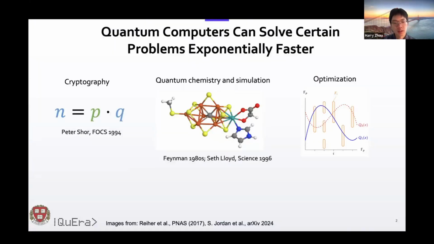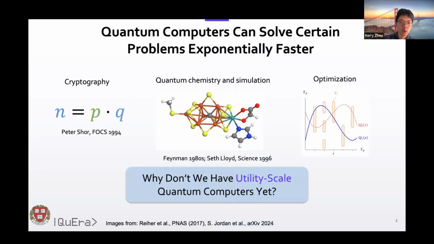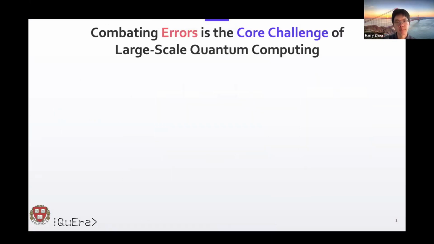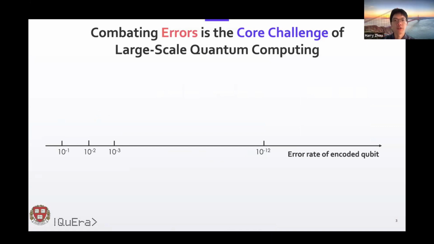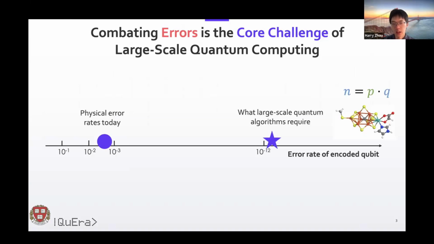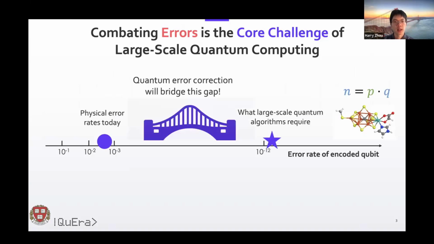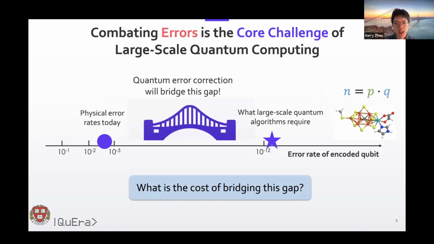So as we think about the promise of quantum computers, there are of course many potential applications across cryptography, chemistry and simulation, and optimization, but we don't really have these utility-scale quantum computers quite yet. So what is the reason for that? Well, a large part of it is that combating errors is really the core challenge of making large-scale quantum computing happen. More specifically, the physical error rates that we have today are somewhere between 10 to the minus 2 and 10 to the minus 4, and what these large-scale algorithms seem to require is something on the order of 10 to the minus 12. There's a very big gap which needs to be bridged by the methods of quantum error correction. And so a large part of the field is asking about more efficient methods of bridging this gap so that we can use a moderate amount of resources while being able to execute very large algorithms.